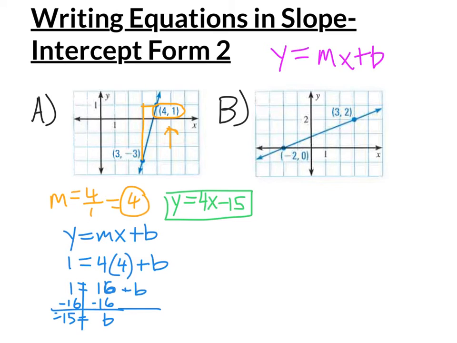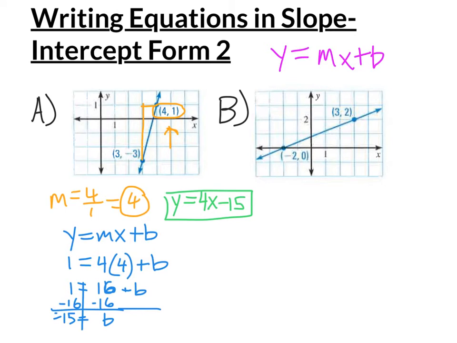So let's try another one here. We got a straight line in example B, but this time our y-intercept is between 0 and 1, and because it's not perfectly on the grid, we can't really know what it is. It could be 0.8, could be 0.9, could be 0.7. So we're going to need to use a little algebra here to figure that out.